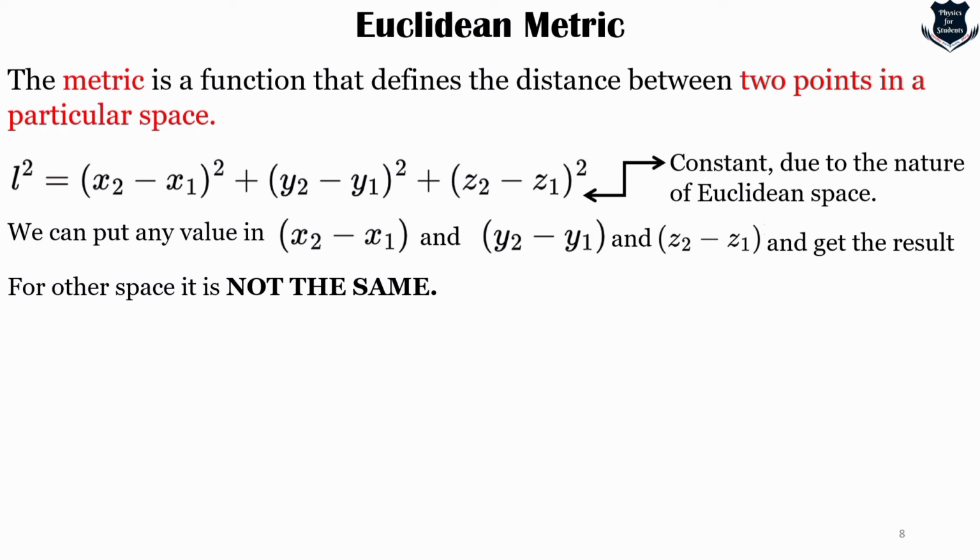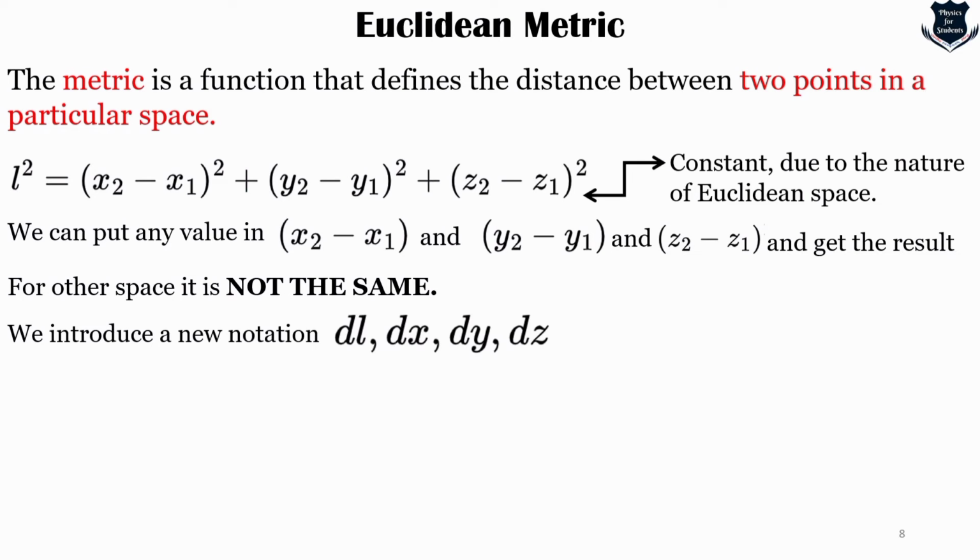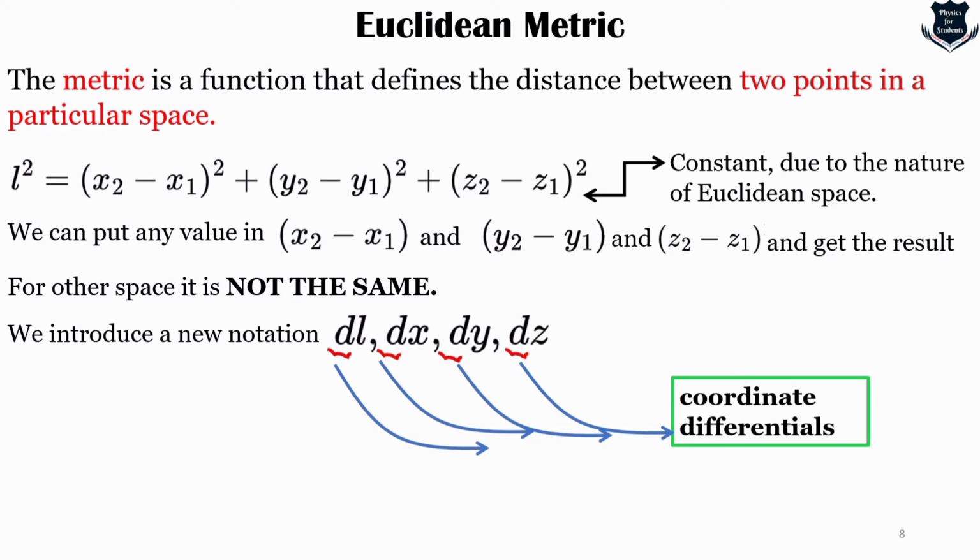This is not the same for other spaces, where the distance function is not constant. So to get over this problem, we now introduce a new notion: dl, dx, dy, and dz. And what we call these dx, dy, dz, and so on, for four dimensions etc., are called coordinate differentials.